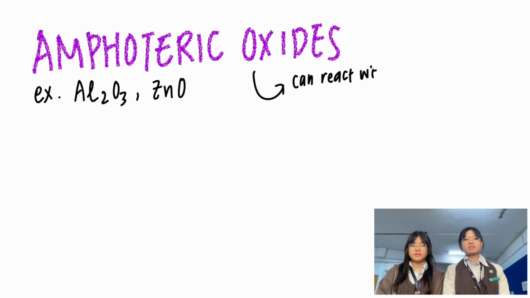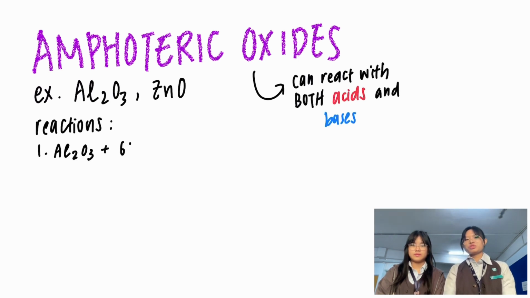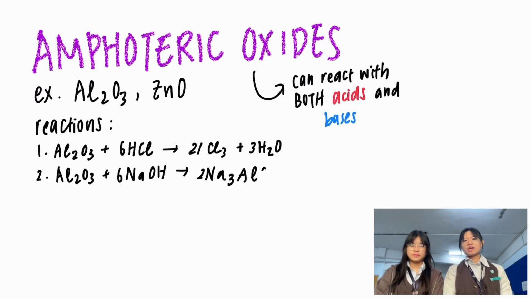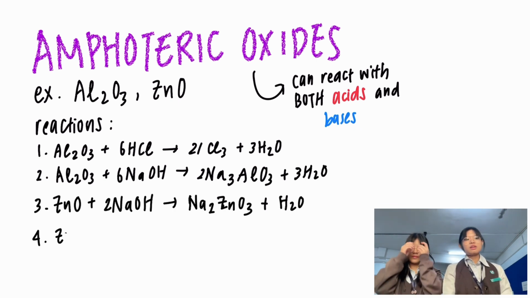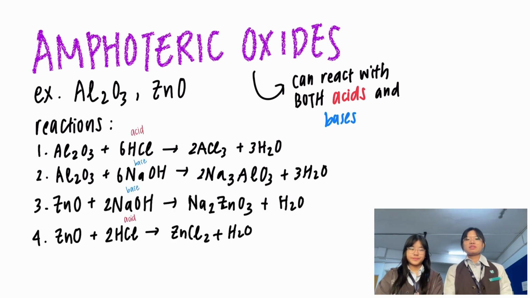The second one we're going to be explaining is the amphoteric oxides. Unlike neutral oxides, amphoteric oxides can react with both acids and bases. Examples include aluminium oxide and zinc oxide.